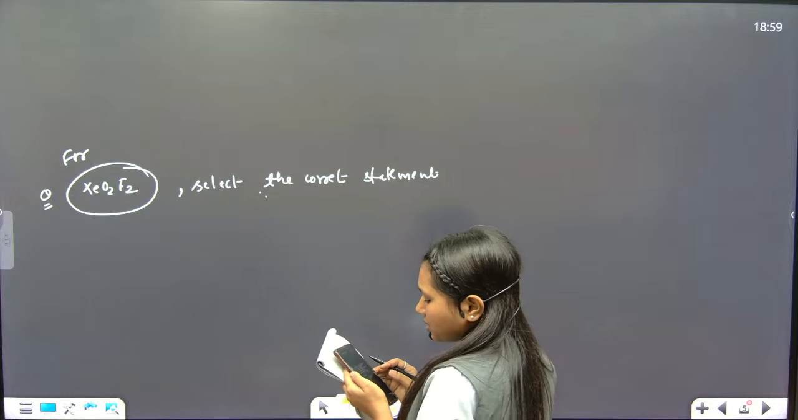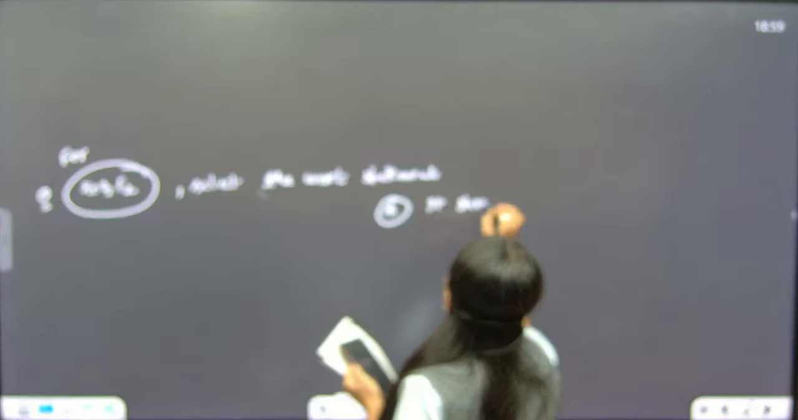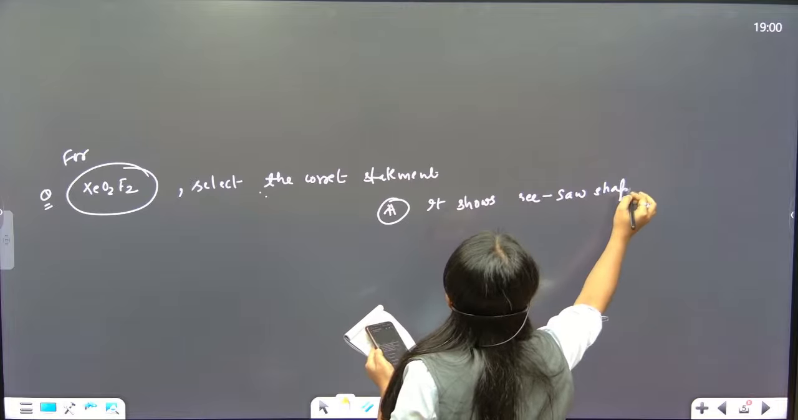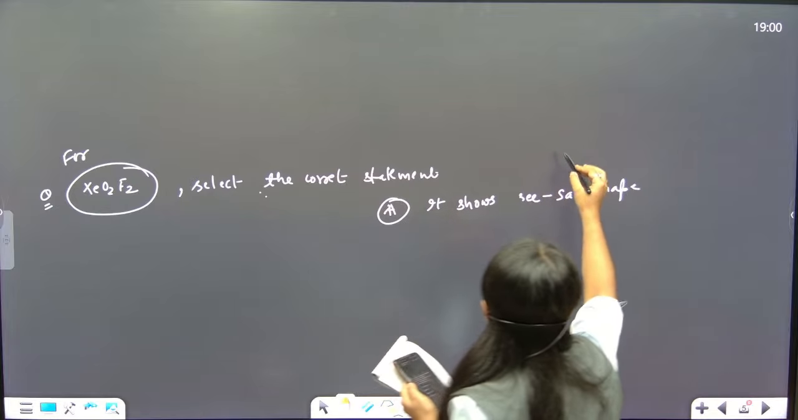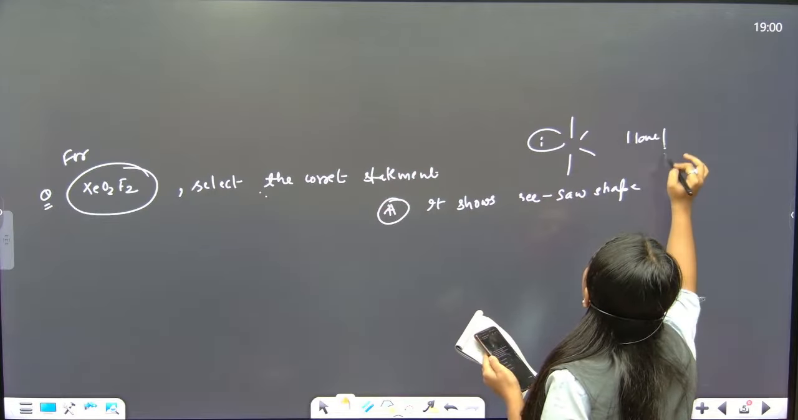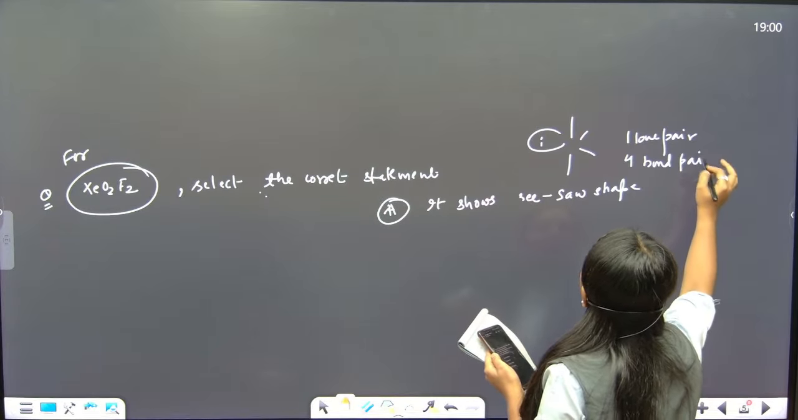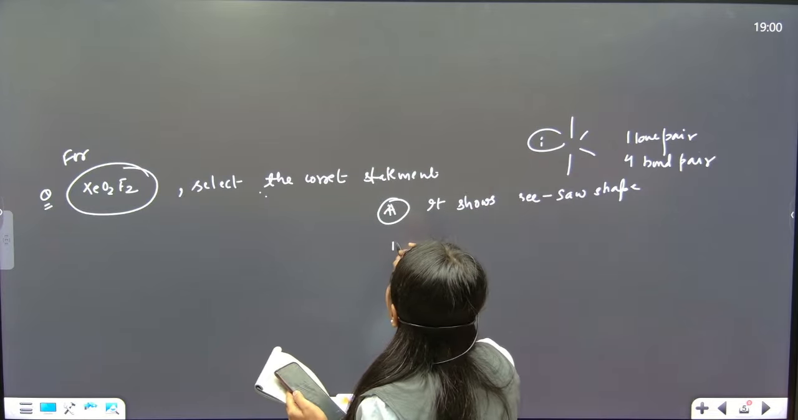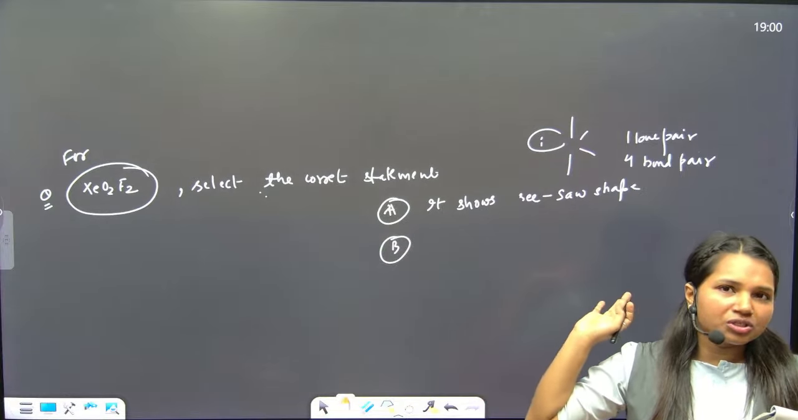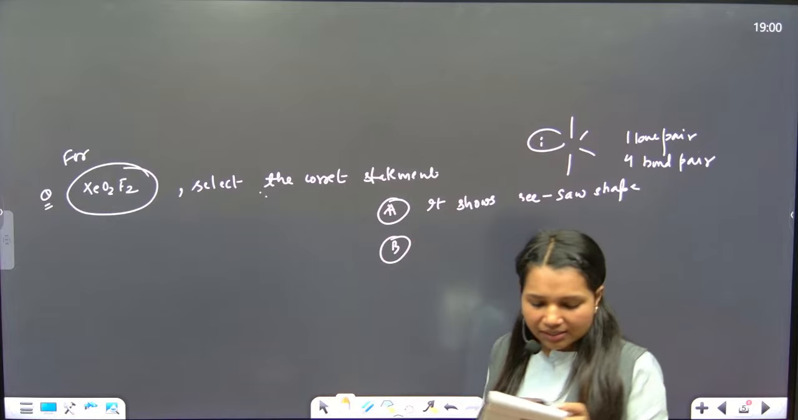So the options here are, it shows seesaw shape. Okay, so seesaw means which shape? Like this. One lone pair and four bond pairs. So you can find the steric number, and as I have told in the class, if you do the steric number, all the questions of chemical bonding will be done. So you just have to find the steric number, that's it.